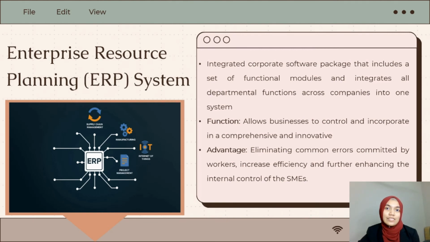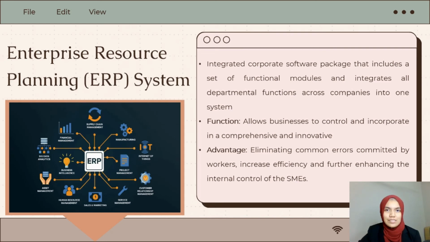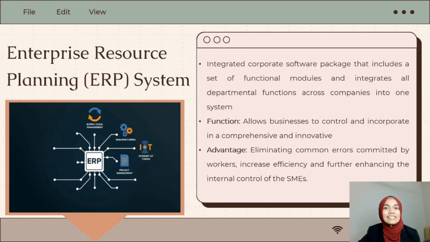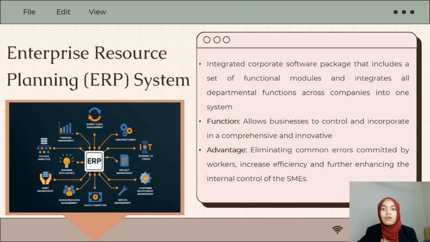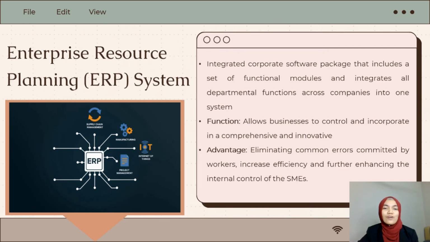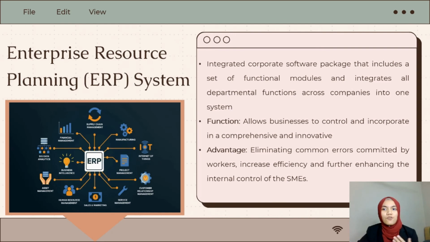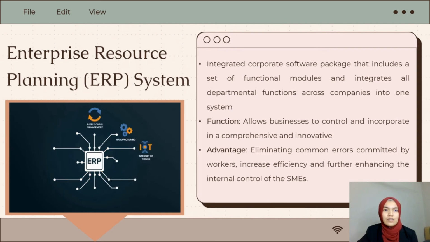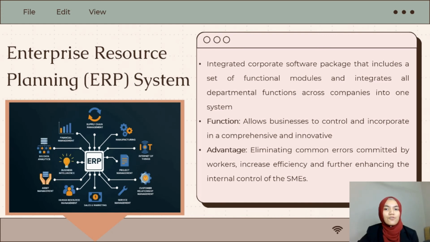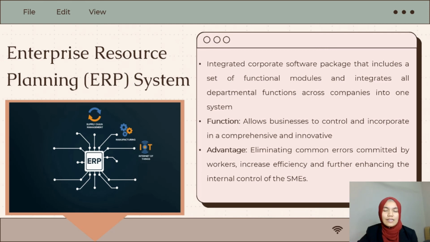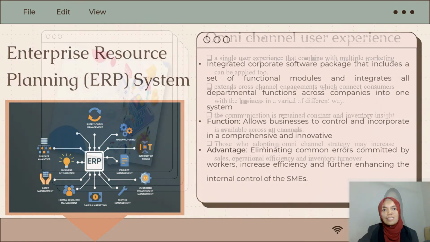Other than that, SMEs also can implement the Enterprise Resource Planning system, known as the ERP system. ERP system is an integrated corporate software package that includes a set of function modules and integrates all department functions across the company into one system. So, the function is to allow business to control and incorporate in a comprehensive and innovative way. The advantage of ERP system is that it helps eliminate common errors committed by workers, increases efficiency, and further enhances the internal control of the SME.